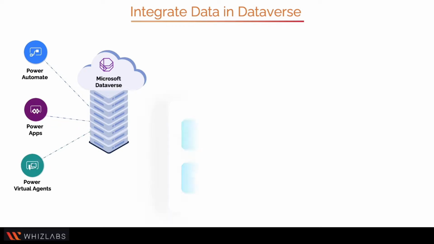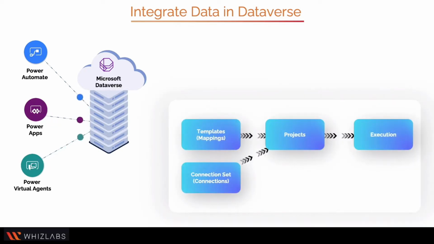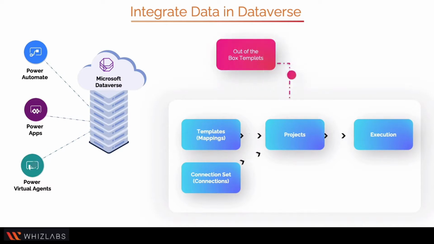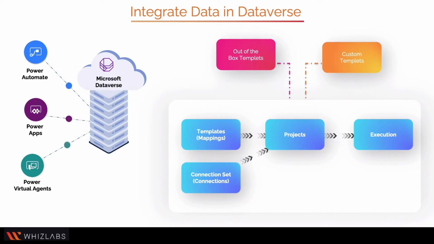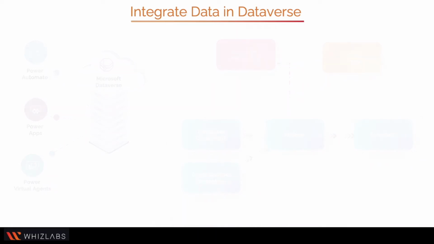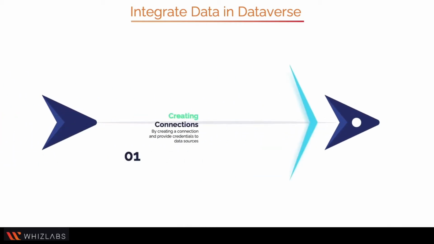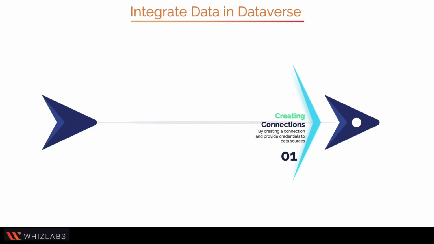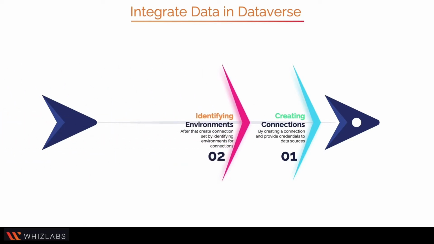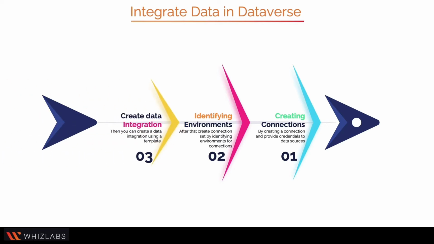The Data Integrator is made up of 1. Data Integration Platform, 2. Out-of-the-box templates, 3. Custom templates generated by customers and partners. You can customize templates with predefined mappings, and then you can execute the data integration. You can set up data integration in 3 steps. 1. By creating a connection and provide credentials to data sources. 2. After that, create a connection set by identifying environments for connections. 3. Then you can create a data integration using a template.